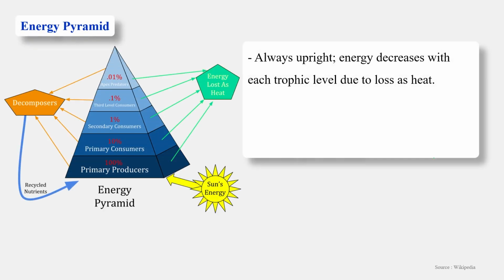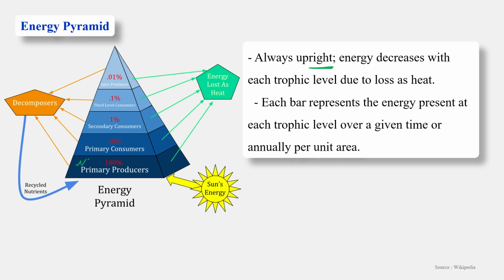Okay, but the energy pyramid is always upright. Energy decreases with each trophic level because only 10% is transferred from one level to another, but the maximum energy is present at the bottom, the primary producer level. Each bar represents the energy present at each trophic level over a given time, or annually, per unit area.